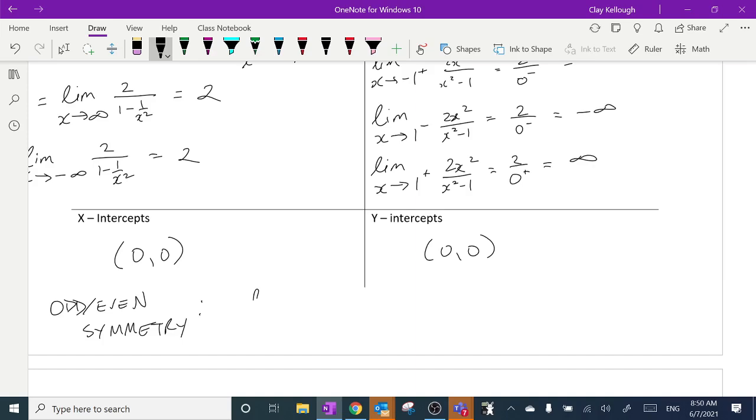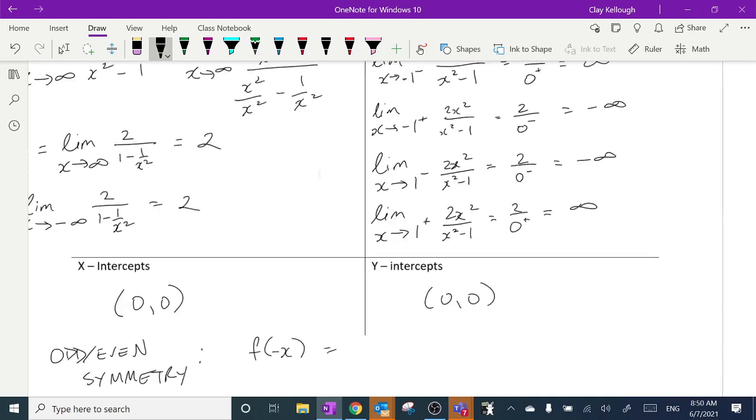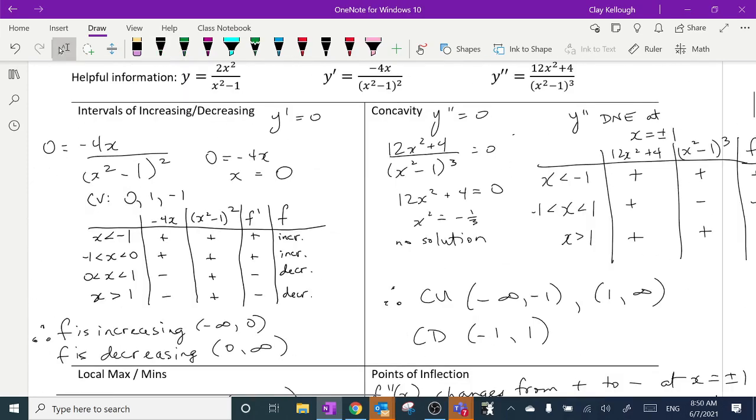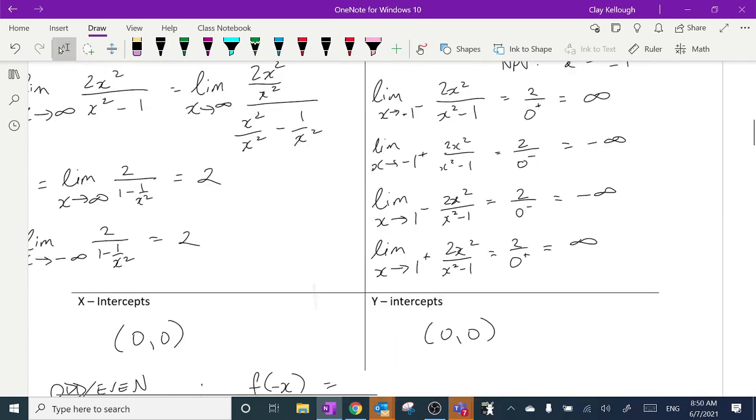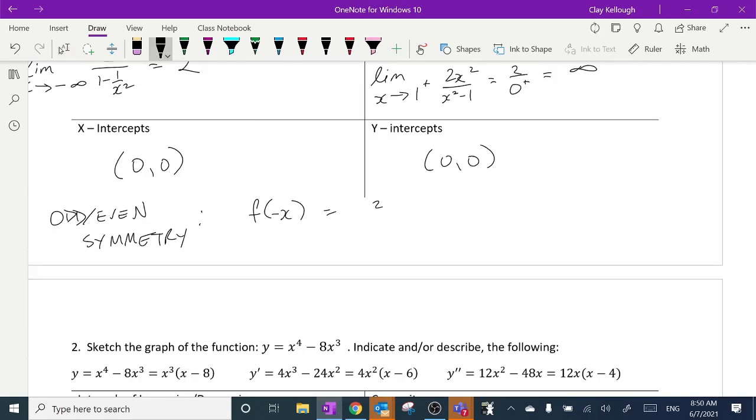And we can test that by trying what happens when we go f of negative x. So f of negative x would be, let's go back to the original function again, what was it? It was 2x squared over x squared minus 1. So that's 2 times negative x squared over negative x squared minus 1. That's going to be the original function. Therefore, we have even symmetry, which means when we graph it, just graph the left or the right side, and then you can just copy it because you know it's the same on either side.